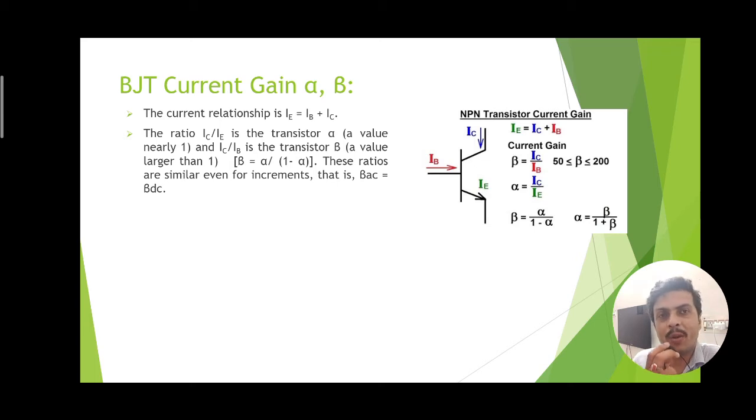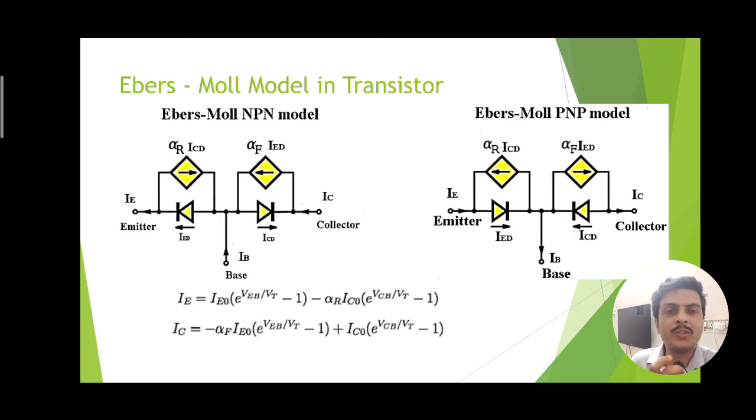For example, base current is of the order of microampere, whereas the collector current is of the order of milliampere. So milli by micro is a 1000 relation. That means 1000 comes due to the ratio of the milli and micro. And these ratios are similar even for increments, that is, beta AC equals beta DC. Beta current gain practically varies from 50 to 200, and beta equal to alpha by 1 minus alpha, alpha equal to beta by 1 plus beta are the important relations which will be required for mathematical problem solutions.